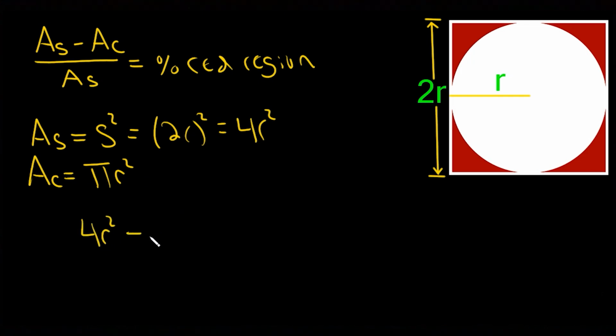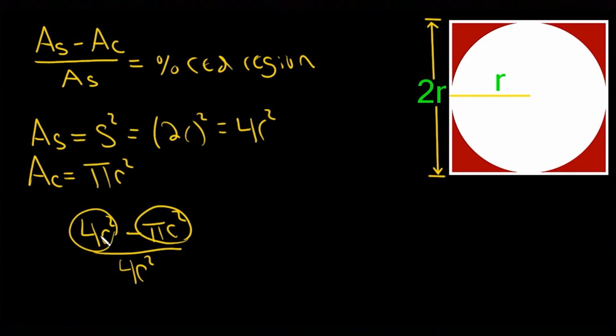Minus area of circle, that's going to be pi radius squared, all over the area of the square, which is also 4 radius squared, right? So what do we do from here? Well, think about it. I have two terms on my numerator, here's one term, here's another term, all sharing the same denominator. I can break this apart.